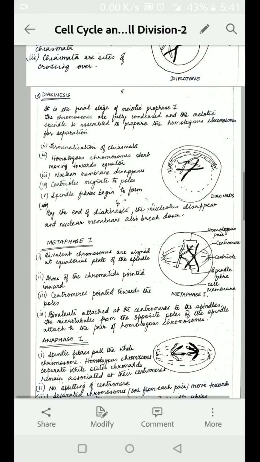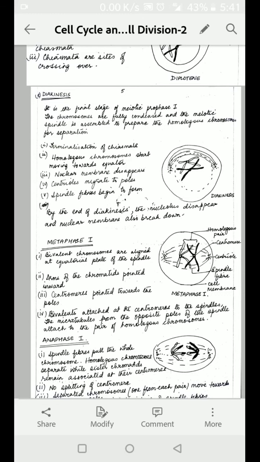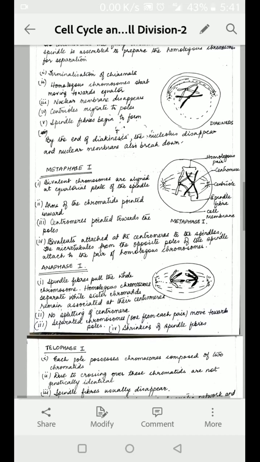Then metaphase 1 is followed by anaphase 1, and the characteristic events of anaphase 1 are that the spindle fibers pull the whole chromosome. The homologous chromosomes separate while the sister chromatids remain associated at the centromeres. So there is no splitting of the centromere. Separated chromosomes, one from each pair, move towards the poles. Shrinking of the spindle fiber takes place.